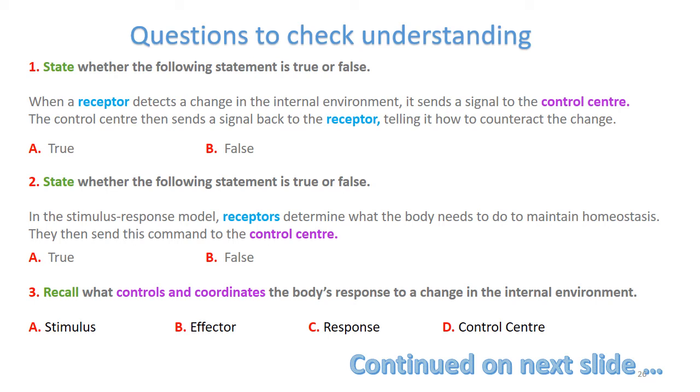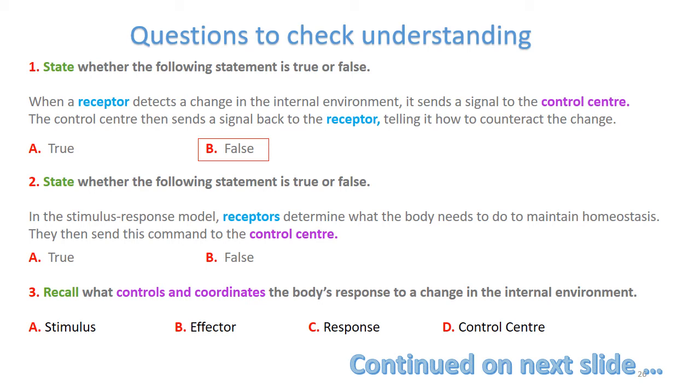Here are some questions to check your understanding. Question 1. State whether the following statement is true or false. When a receptor detects a change in the internal environment, it sends a signal to the control centre. The control centre then sends a signal back to the receptor, telling it how to counteract the change. The answer is false, because the control centre sends a signal back to an effector.